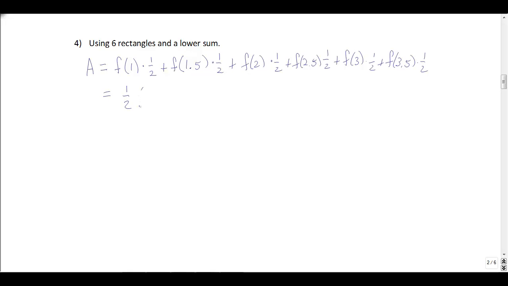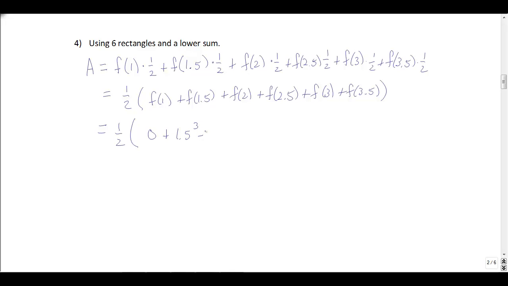Now, I like to factor out that 1/2. Write this as 1/2 times f of 1 plus f of 1.5, f of 2, plus f of 2.5, plus f of 3 plus f of 3.5. And so what we get is 1/2 times, let's see, f of 1 was 0. F of 1.5 is 1.5 cubed minus 1.5. F of 2 we got before was 6, 8 minus 2. Plus 2.5 cubed minus 2.5 is f of 2.5. F of 3 was 27 minus 3, that's 24. And then we get 3.5 cubed minus 3.5.